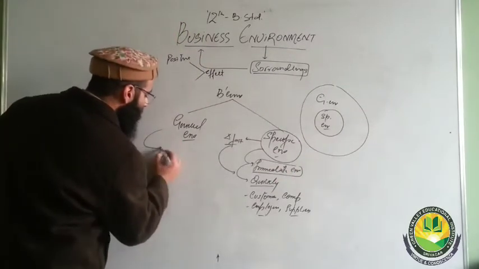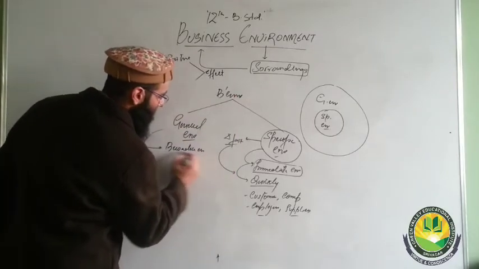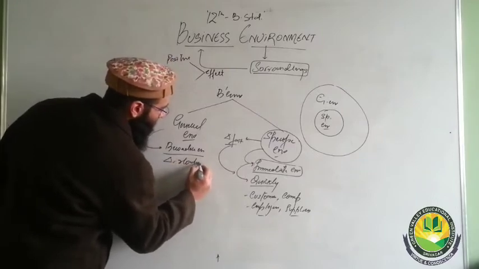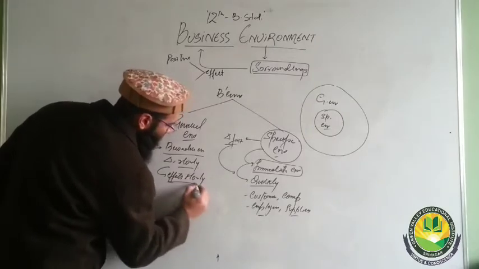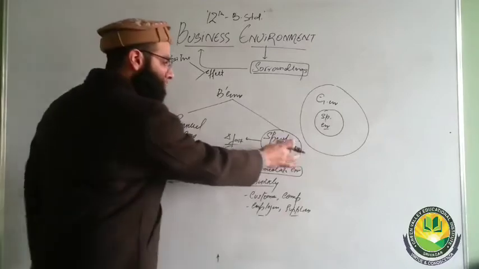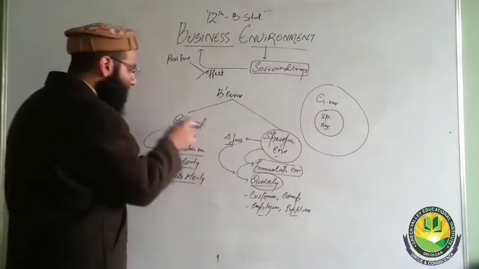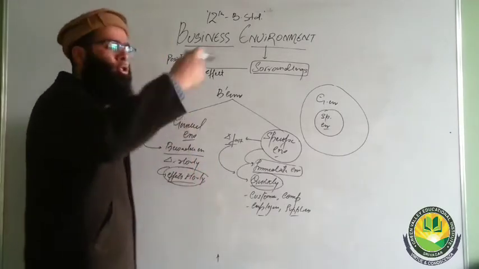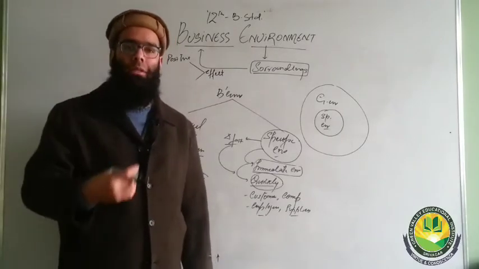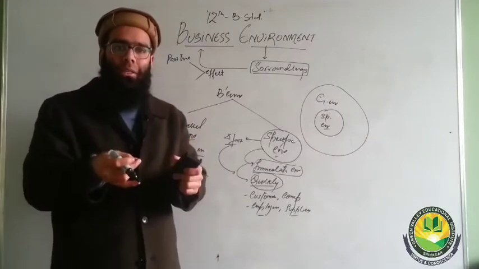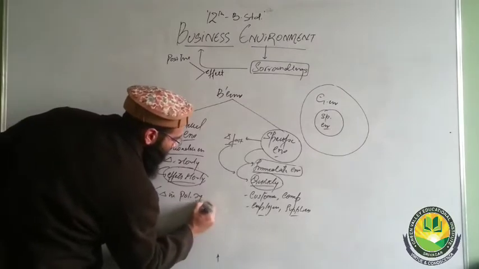And as far as the general environment is concerned, it's a broader environment which changes slowly and affects slowly. So both the environments are having an effect. The specific environment has a quick, immediate effect on our business, but the general environment affects slowly. We cannot see this happening, but it affects our business. Slowly and steadily, it affects our business. Like for example, change in political system.